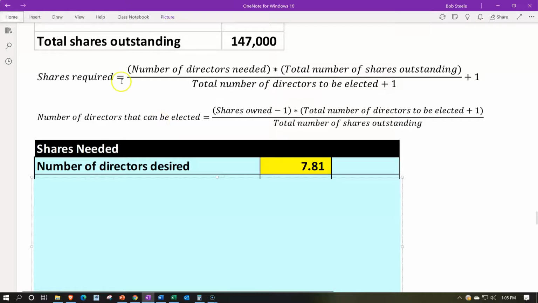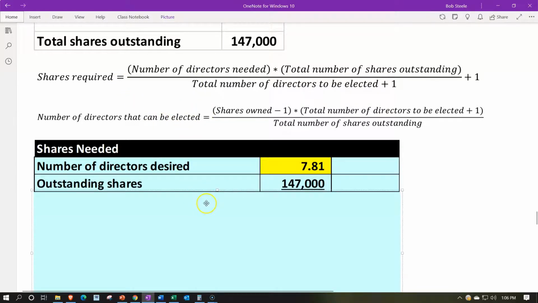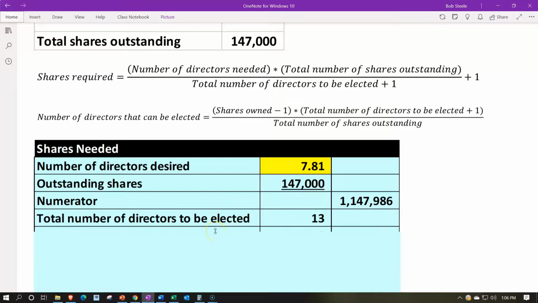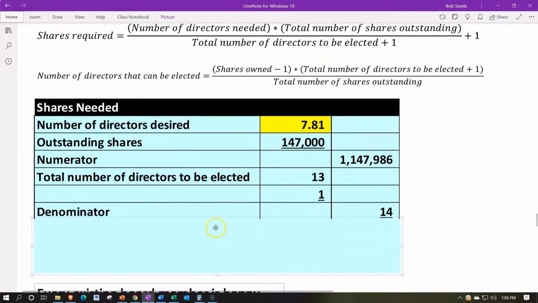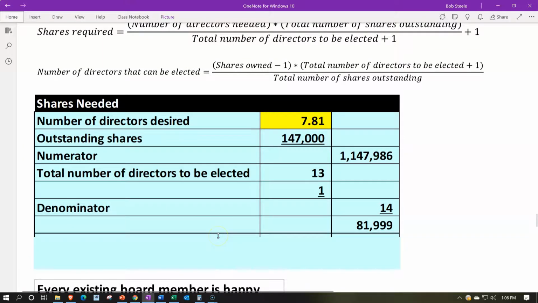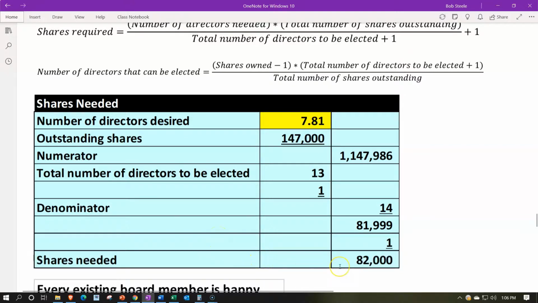So we're using this first formula again, backing into it. You'd use X up top. The outstanding shares, 1,147,986. The total number of directors to be elected is 13 plus 1 for the denominator of 14. The 1,147,986 divided by the 14 gives us the 81,999. Adding 1 to that, we get the 82,000.